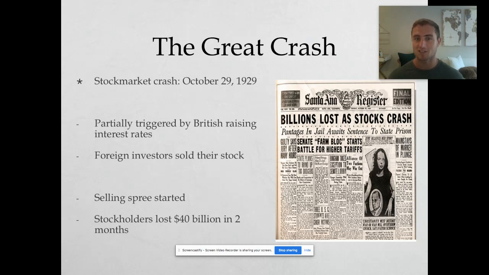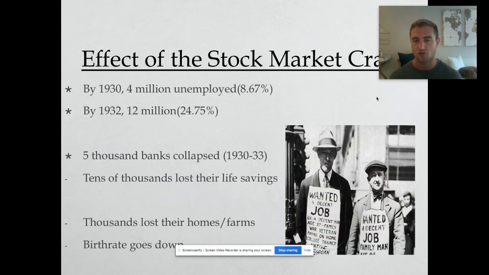Now we see Americans panic. They start selling their stock. We see a selling spree, and as a result, stockholders are going to lose $40 billion in 2 months. This is going to have drastic effects on the American economy. And the big reason why is because the stock market itself going down isn't going to be the end of the world. But with the stock market crash, we see all of these Americans that had borrowed money from the banks to invest in credit.